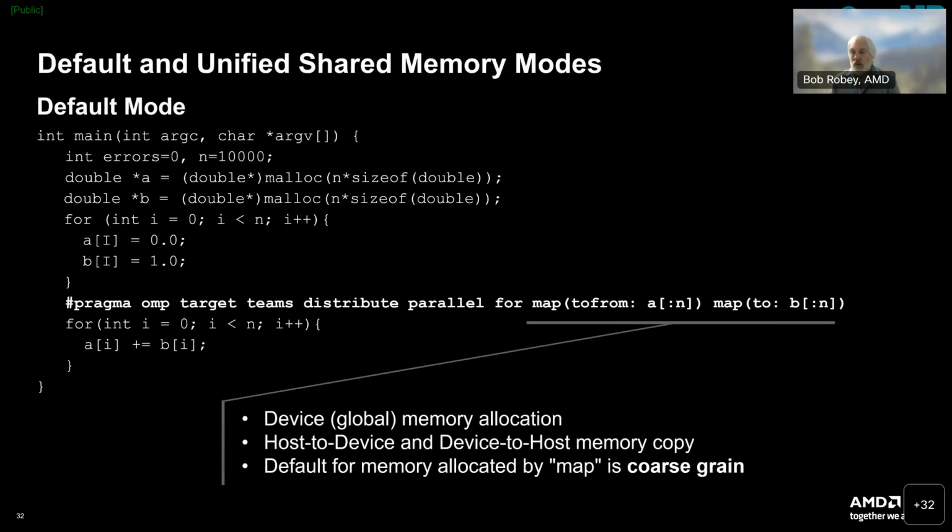So in our default mode, we are not setting any flags. We're not setting unified shared memory. The map is going to say that you're going to go ahead and do the memory copy for that kernel that is shown there in the pragma statement.